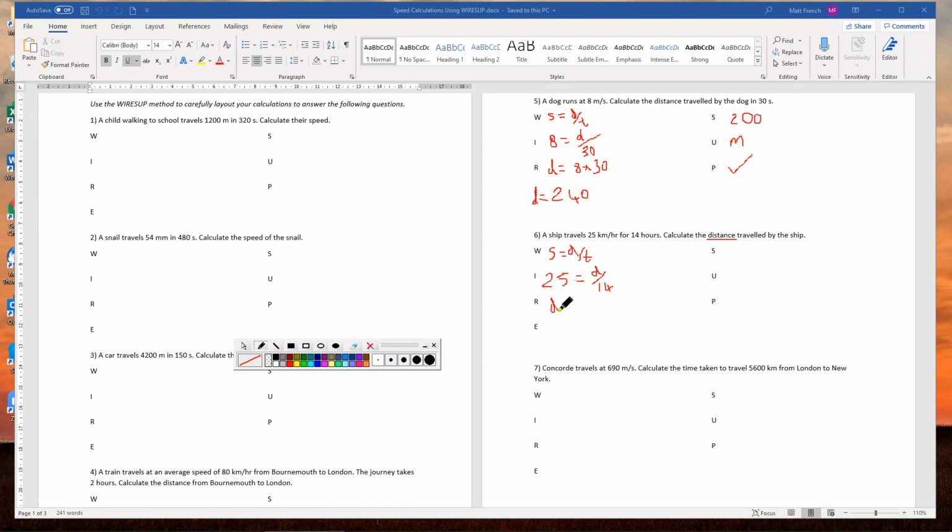We need to do the rearrangement. So distance is equal to 25 times 14, the same arrangement we've done the last couple of times. How do we undo the divide by 14? We multiply both sides by 14. So we're going to evaluate that, and we'll find that that comes out as 350. Significant figures, well, that's a 2 sig fig, that's a 2 sig fig, so we're happy with this 2 sig fig as 350.